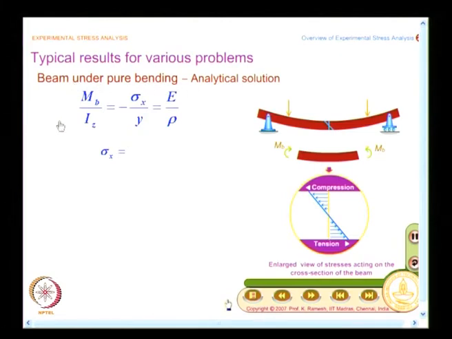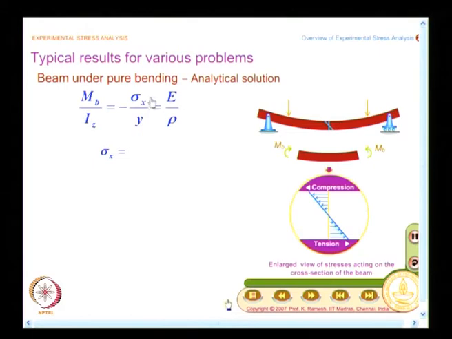Many times people simply say M by I equal to f by y equal to E by R. It is written in a different fashion. Know the difference? It is one and the same. This is much more precise mathematically. We show that this is a bending moment indicated by a subscript b, and the moment of inertia is indicated as I_zz depending on the axis that is chosen for the problem.